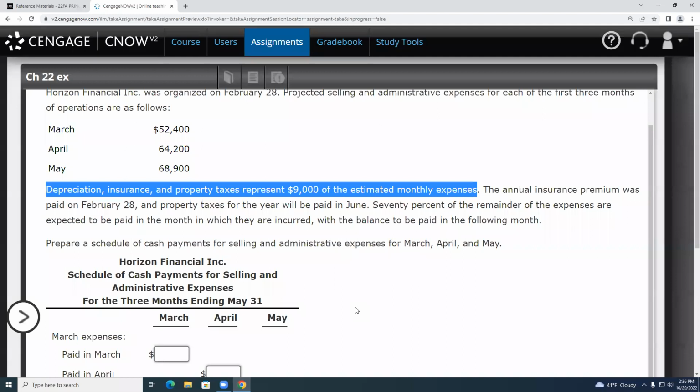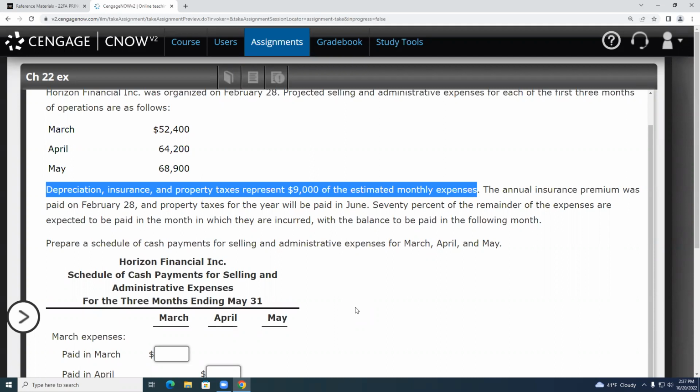The cash receipts and cash expenditures need to be together to get the full picture, how much is coming in, how much is going out. We're only looking at the cash expenditures part here. And we're only looking at the 3 months ended May 31st, March, April, and May. We're only interested in the cash that's going out the door in those 3 months.